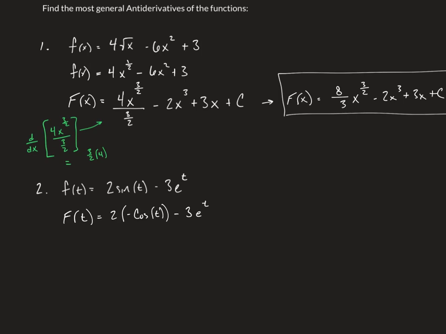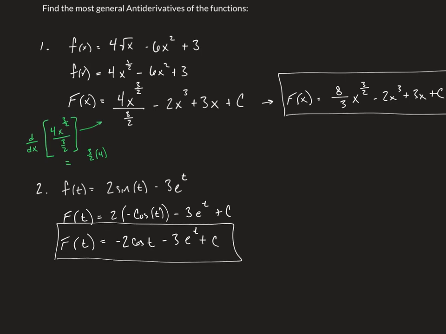You could check this and make sure that if you took the derivatives of both of these terms, you would end up with 2 sine of t minus 3 e to the t, but I'm just going to rewrite this so that it looks a little nicer. So I have big F of t equals negative 2 cosine of t minus 3 e to the t. Don't forget that there is a constant there that we're not really sure what it is yet, but we'll do an example next where we could find that constant. Okay, so just some general antiderivatives. We will do some more general antiderivatives in tomorrow's examples.